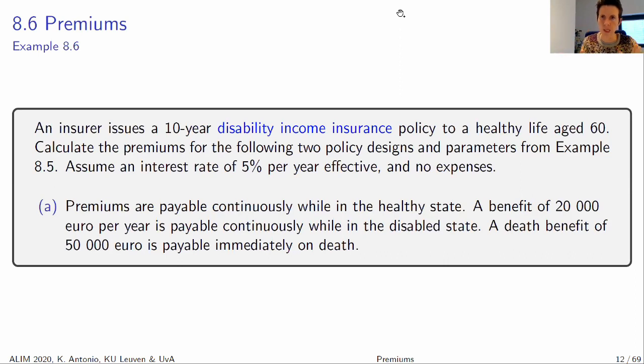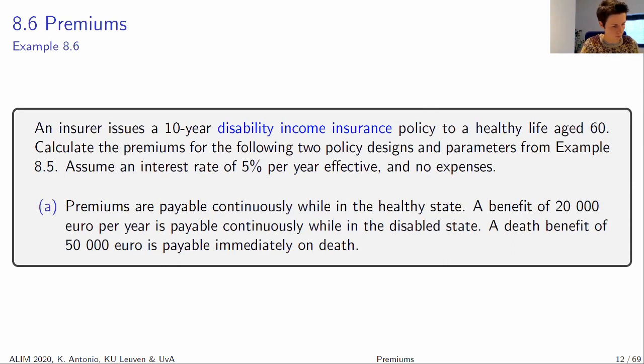So in the first design, we're going to look at premiums that are payable continuously while you are in the healthy state. There is a benefit of 20,000 euro per year that is payable continuously while the policyholder is in the disabled state. And there is a death benefit of 50,000 euro, which is payable immediately on death. And the goal is to calculate the premium. What's my premium rate? Because we call it a premium rate if premiums are calculated in continuous time, what should it be in this context?